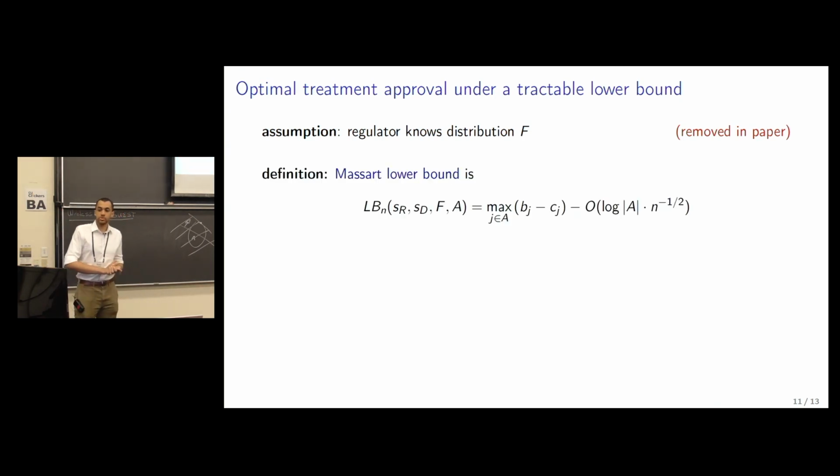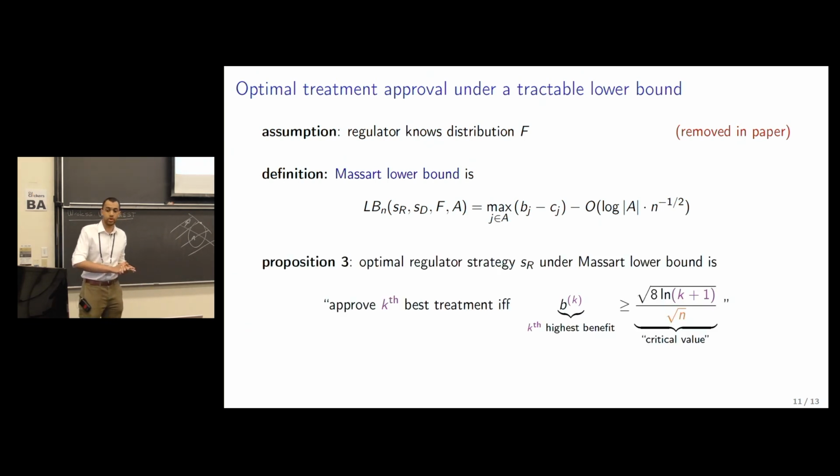I'm going to be using a lower bound that comes from Massart's finite lemma in statistical learning, which just says that the lower bound is basically the optimal payoff you could get if you knew the true distribution, minus some error, some buffer, where that buffer is going to be decreasing in square root n, and it's going to be increasing in the number of treatments approved. Basically, this captures the fact that the more treatments you approve, the more hypotheses you need to evaluate, the more complex the learning problem is.